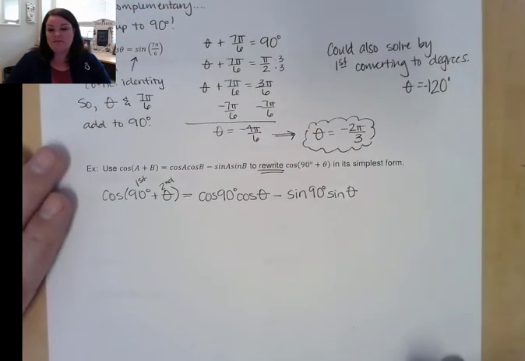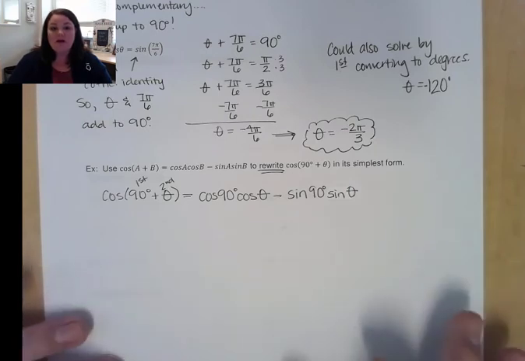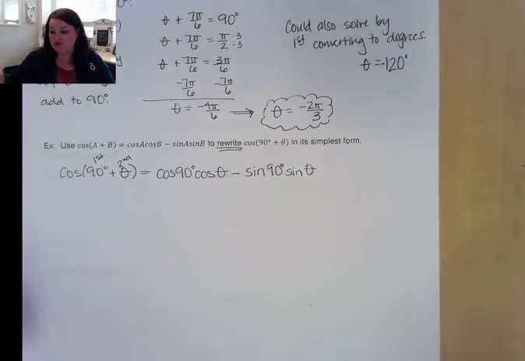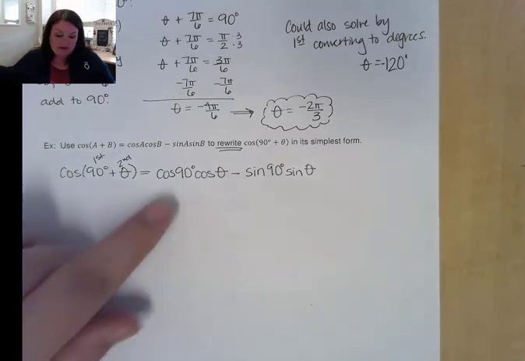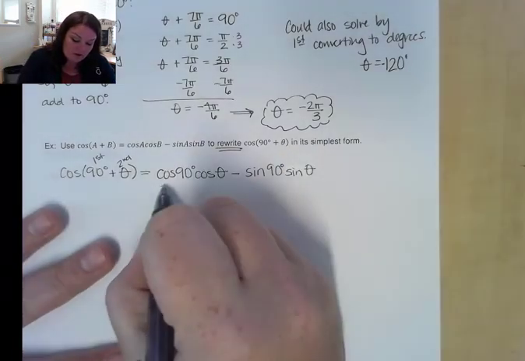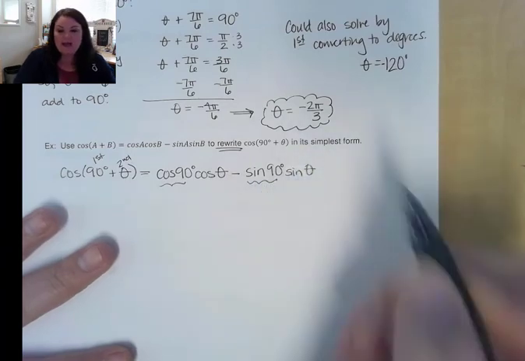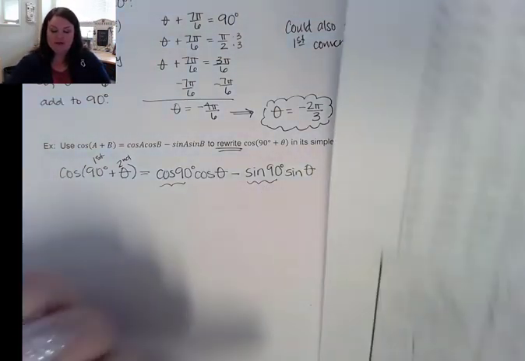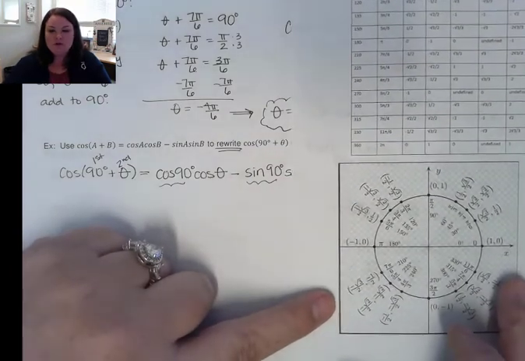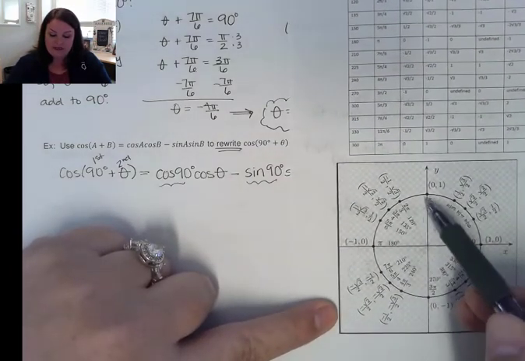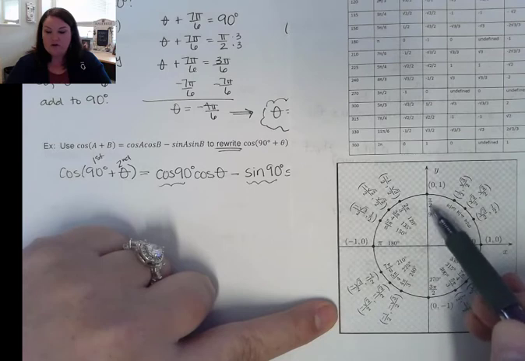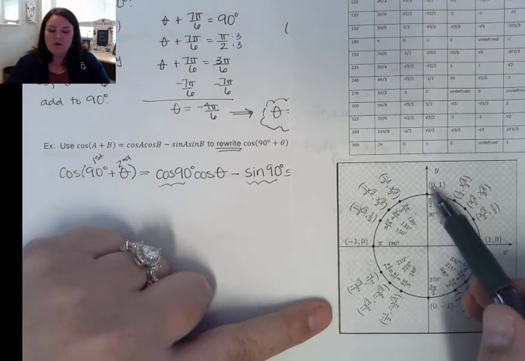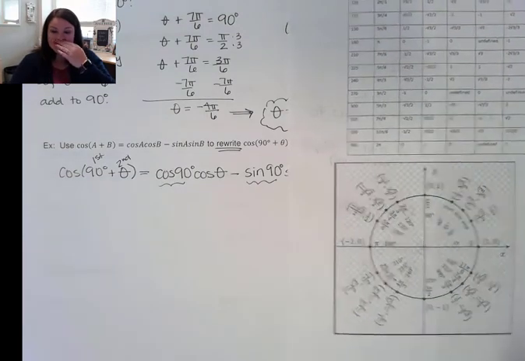And now this is something we should be able to simplify by using our unit circle trig function values. So here I should be able to figure out what cosine of 90 is and what sine of 90 is. So if you need to, refer back to your unit circle. 90 degrees is right here, at our 90-degree angle, or pi over 2. And we can see that our cosine value there is 0, and our sine value is 1.